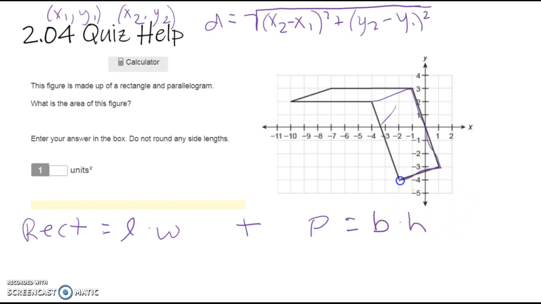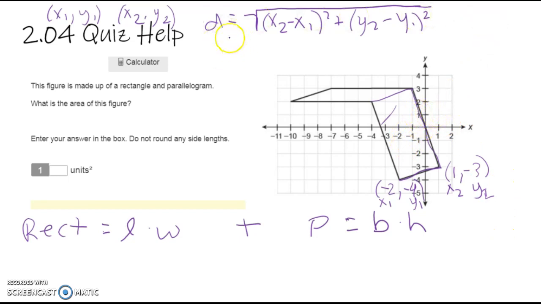So let's call this point right here our x1, y1. That point is at (-2, -4). And then the other endpoint of the width is at (1, -3). So this will be our x1, y1 and this will be our x2, y2. Now this is for the width. Then we'll do the length, which will be this side over here. Important to remember, always keep the 2's together and the 1's together.